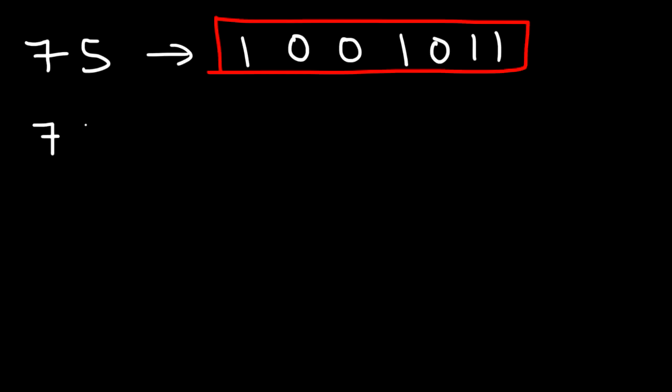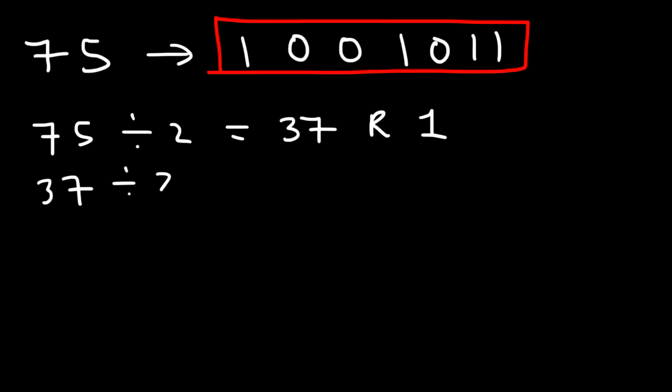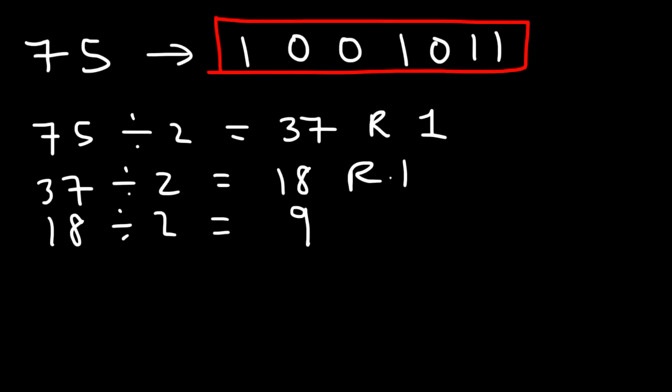So here's what we need to do. Start with 75 and divide it by 2. 75 divided by 2 is 37.5, so it's 37 remainder 1. Now take the 37 and divide that by 2. 37 divided by 2 is 18.5, so that's 18 remainder 1. Then take the 18, divide that by 2. 18 divided by 2 is exactly 9, with no remainder, or remainder 0.